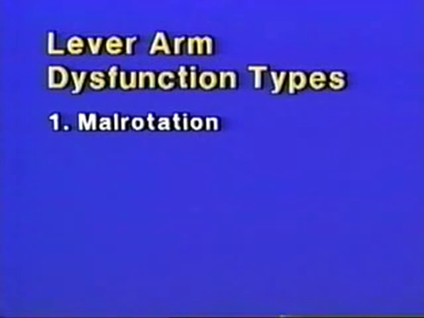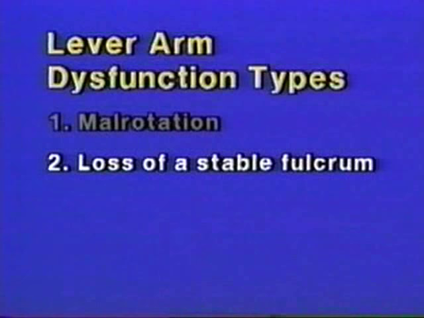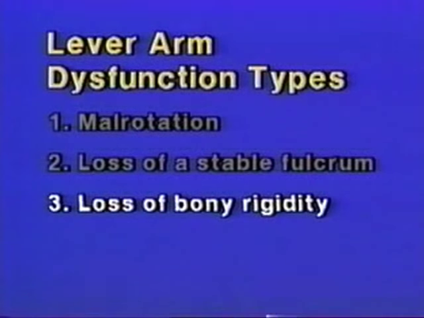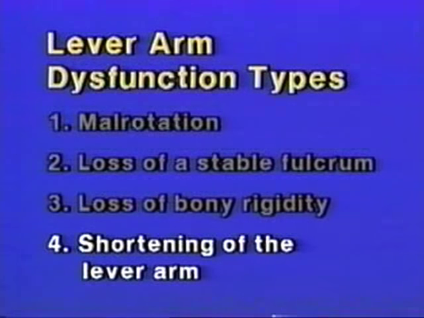In CP, abnormal muscle forces, lack of normal movement and/or weight-bearing, disuse, and compensatory mechanisms can alter the bony lever arms. This is often referred to as lever arm dysfunction. 4 different types of lever arm dysfunction are commonly seen. These include malrotation, loss of a stable fulcrum, loss of bony rigidity, and shortening of the lever arm.